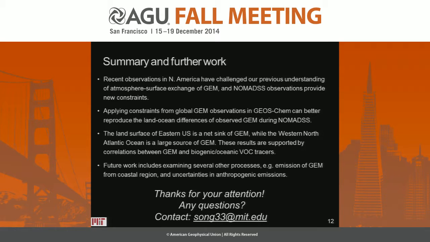So, in summary, the recent observations in North America have challenged our previous understanding of the land emissions and ocean emissions of mercury. Applying our constraints from global mercury observations can better reproduce the land-ocean differences of GM concentration during NOMADSS. The land surface of the eastern US is a net sink of GM, while the western North Atlantic Ocean is a large source of GM. These results are supported by correlations between GM and biogenic and ocean VOC tracers.